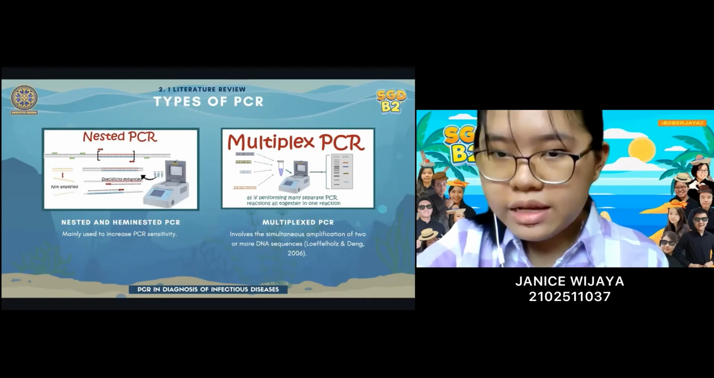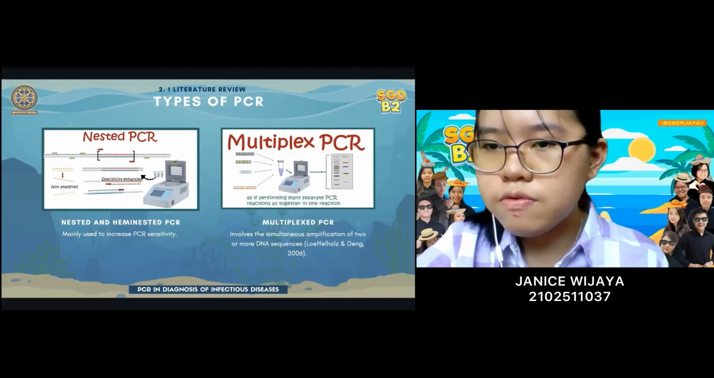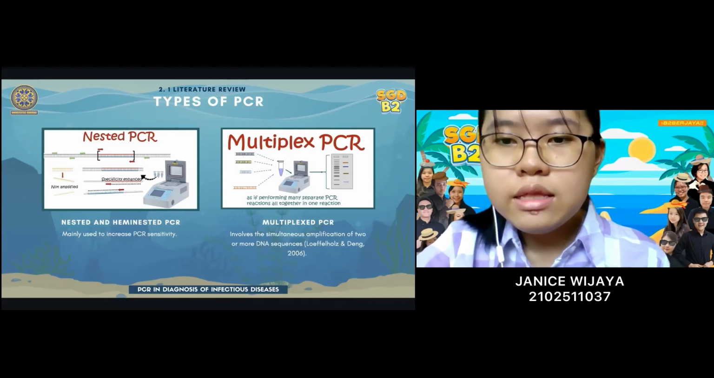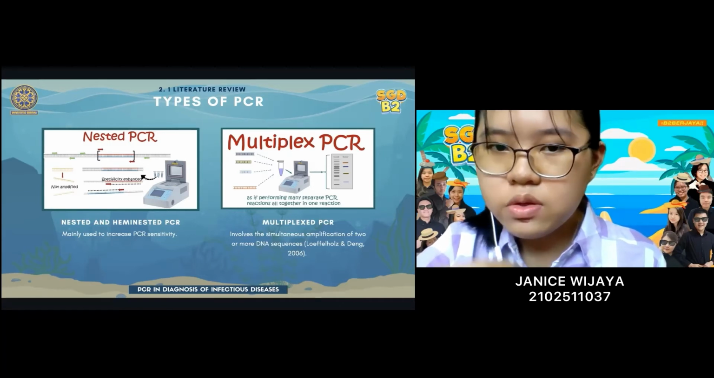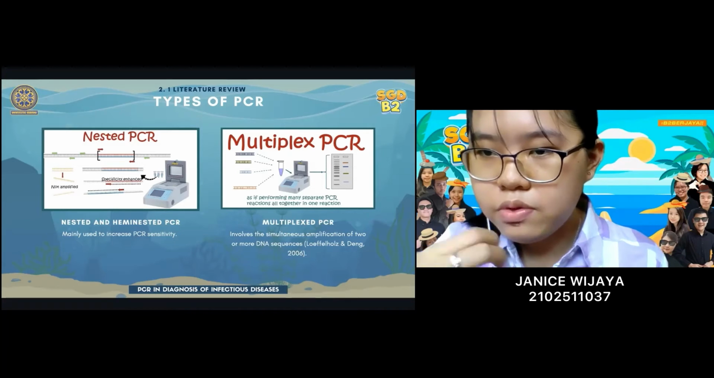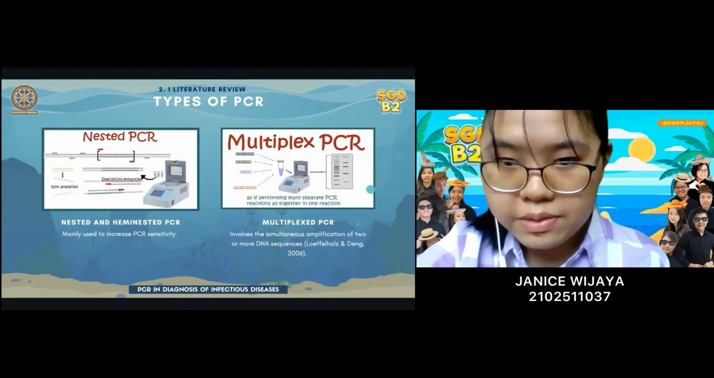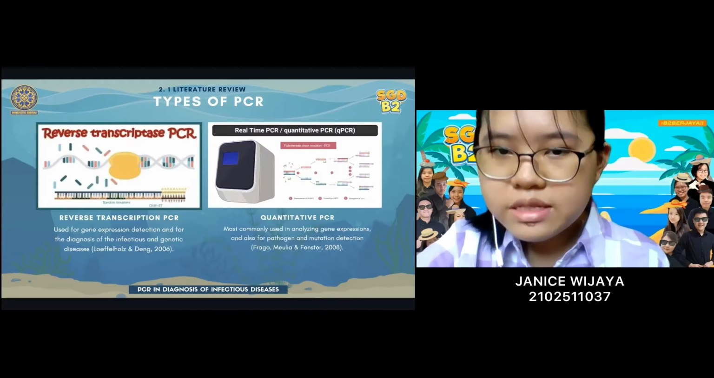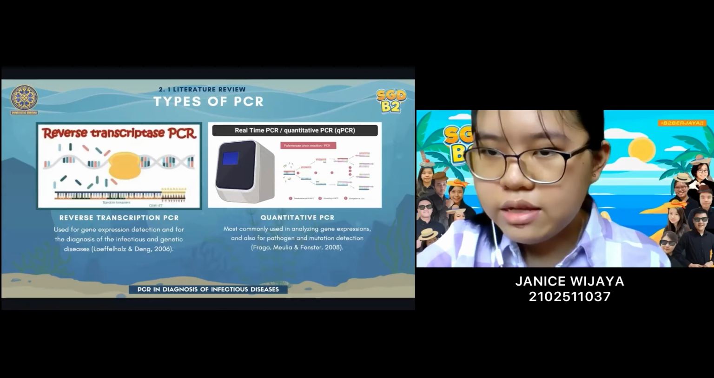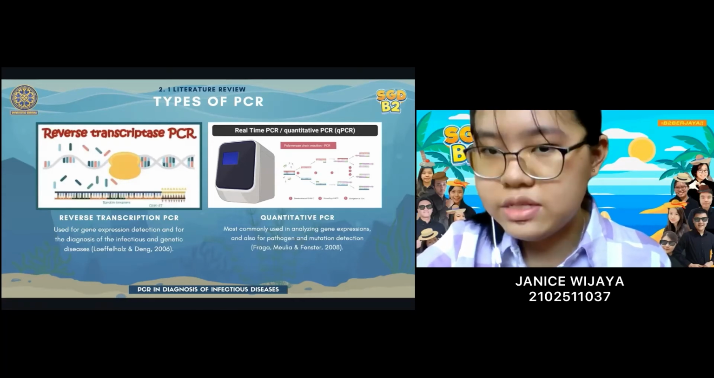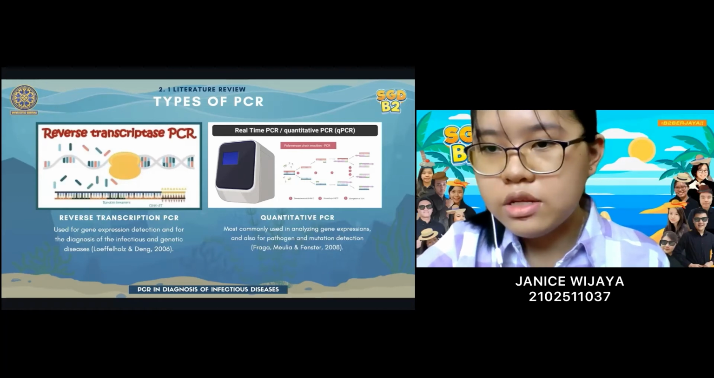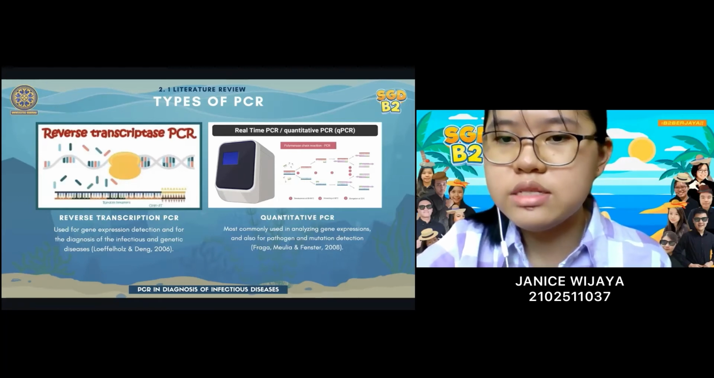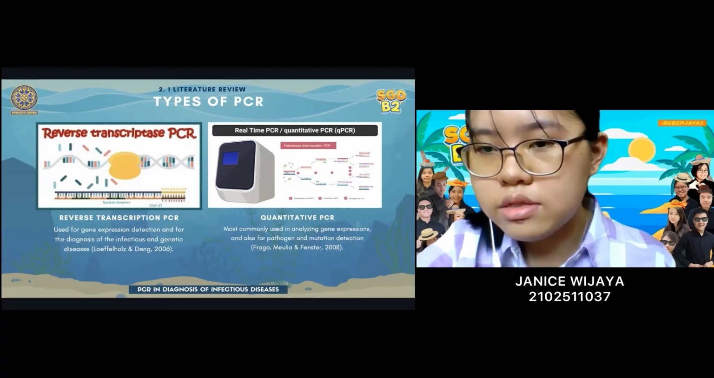Next, we have multiplex PCR. This PCR variation involves the simultaneous amplification of 2 or more DNA sequences. This process requires similar annealing temperatures so the amplification results can be equal. Failure to do this will result in dimerization, lower sensitivity, and competitive inhibition. Next we have reverse transcription PCR. Reverse transcription PCR amplifies RNA targets and couples it with a reverse transcription reaction. This variation of PCR is commonly used for gene expression detection and for diagnosis of infectious and genetic diseases.